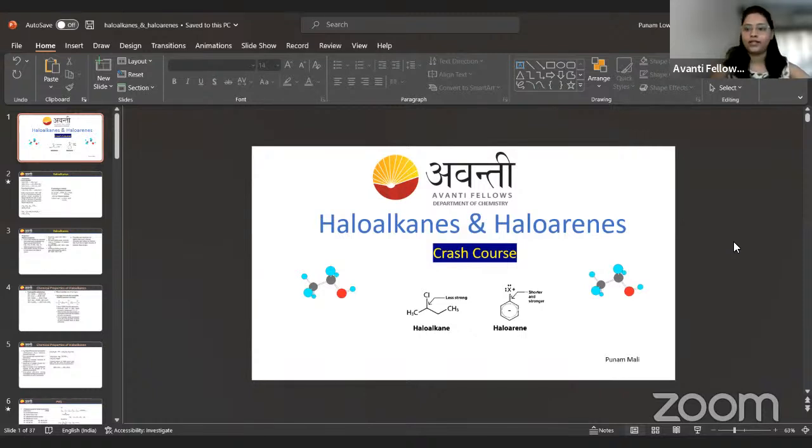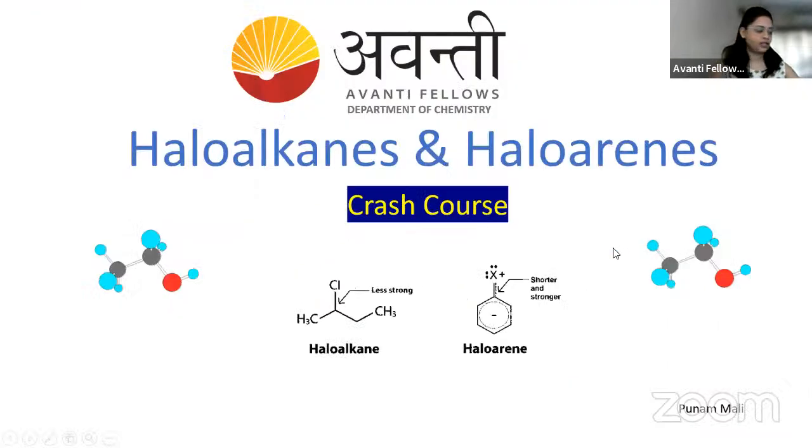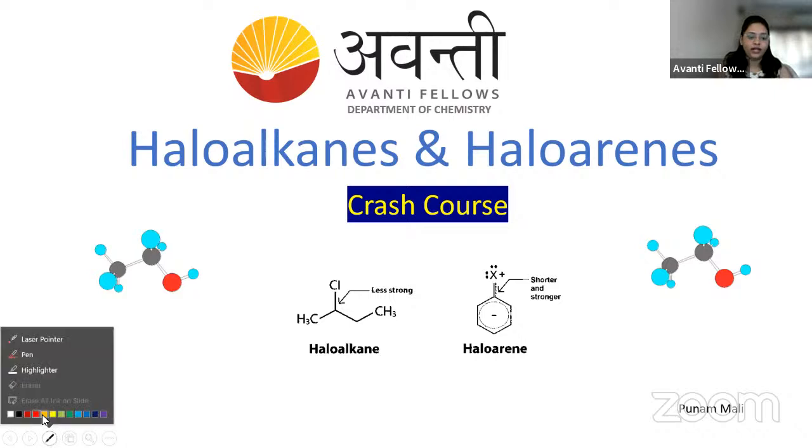Haloalkanes and haloarenes. In haloalkanes and haloarenes, the difference is that for haloalkanes there will be an alkane chain attached to a halide group, and for haloarenes there will be an arene group attached to a halide.